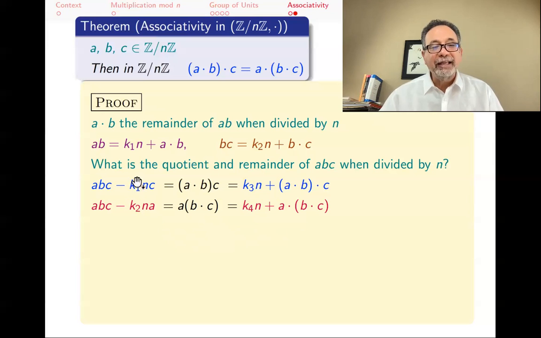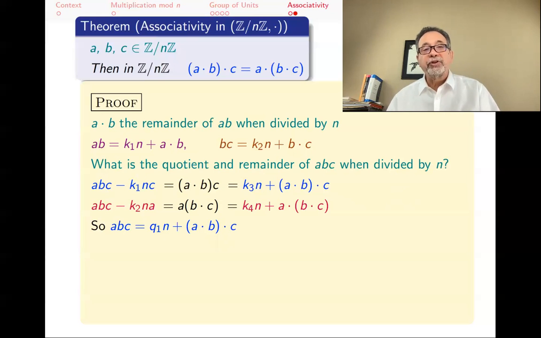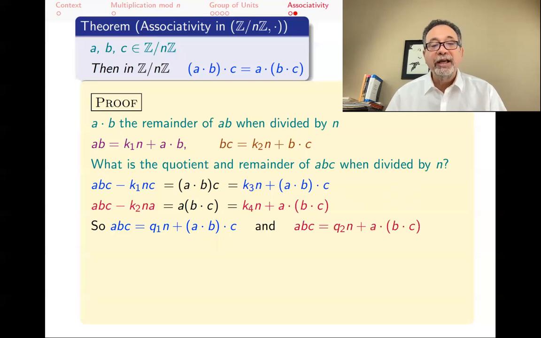In both of these, I can take the k1nc and k2na and take them to the other side. In the first one, when I bring it to the other side, I can factor an n from k1nc and k3n. I will have something, q1, times n plus a dot b dot c. And I can do that for the second one, and I get abc is some other number, q2n, again combining the terms that have n, plus a dot b dot c.